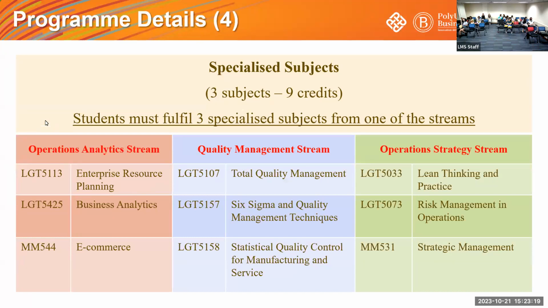And again, for every stream, essentially every student will graduate from one of these 3 streams. Now, the first one is analytics. We will make sure everyone from this stream will have the corresponding analytic skills, like ERP, enterprise resource planning, business analytics, and e-commerce. These are the most recent technologies that we need to have. And obviously, quality management relies on courses like total quality management, Six Sigma, and statistical control. These are very important tools that we need to have.